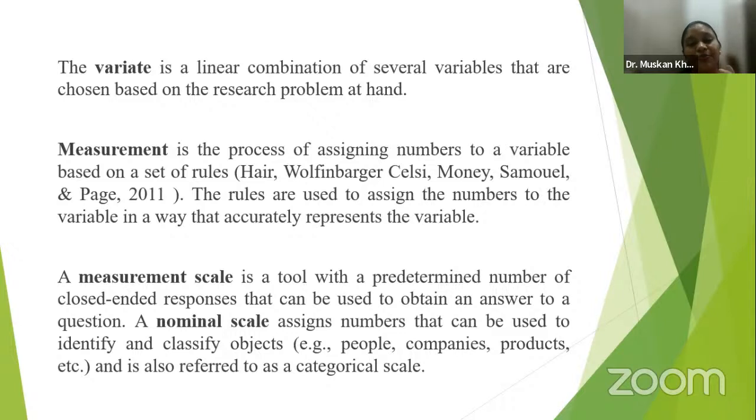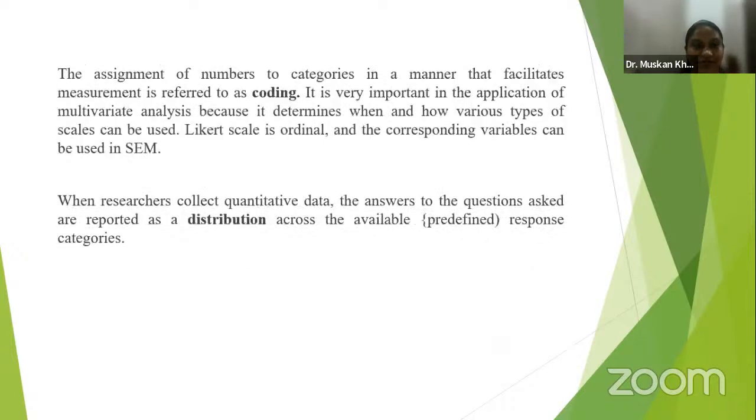As I already told you, PLS-SEM runs on ordinal data. If you have taken the Likert scale into consideration, or if you have given numbers to your items, then it can easily be run in PLS-SEM. We can easily run the PLS algorithm on the basis of that data set. So measurement scale is a tool which determines the number of close-ended responses, and the nominal scale is the numbers that we assign when we are identifying certain objects.